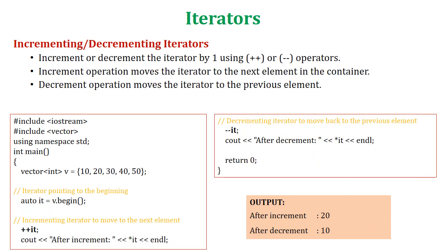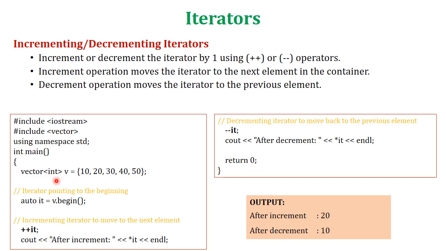Next one is incrementing and decrementing iterators. Increment or decrement an iterator by 1 using the plus plus or minus minus operator. The increment operation moves the iterator to the next element in the container. The decrement operation moves the iterator to the previous element. So increment means it will move to the next element in the container. Decrement means the pointer is moved to the previous element.